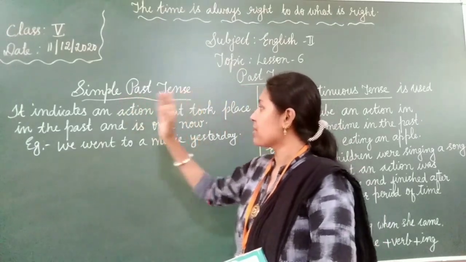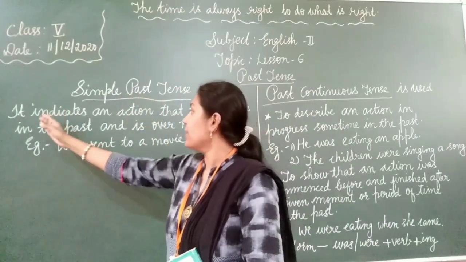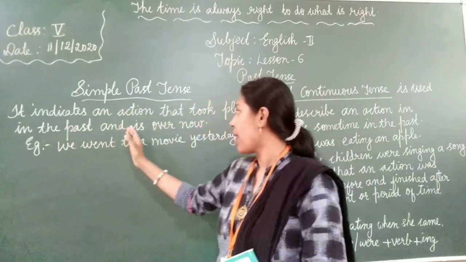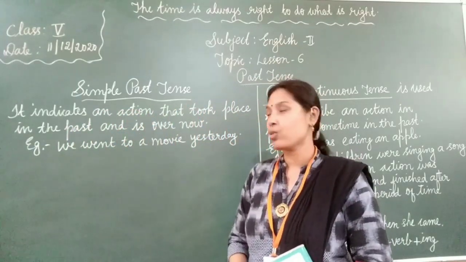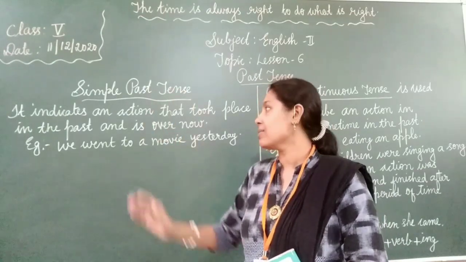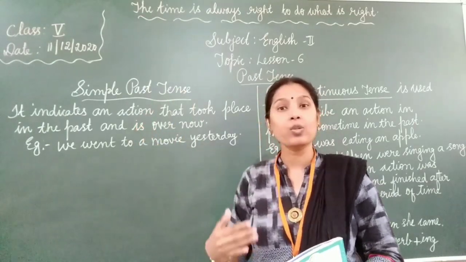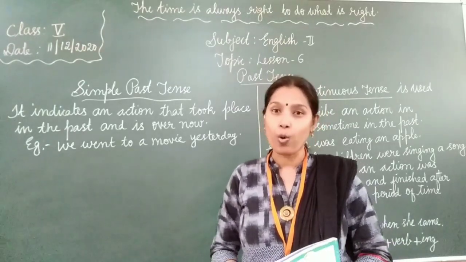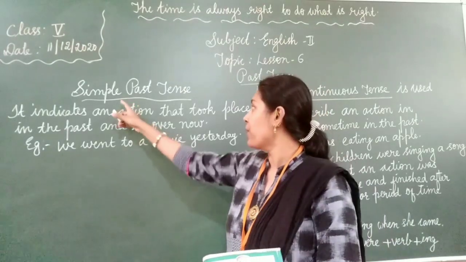Simple past tense. What is simple past tense? It indicates an action that took place in the past and is over now. So, what do you mean by simple past tense? That indicates an action that took place in the past, already happened and is over now. It is called what? Simple past tense.